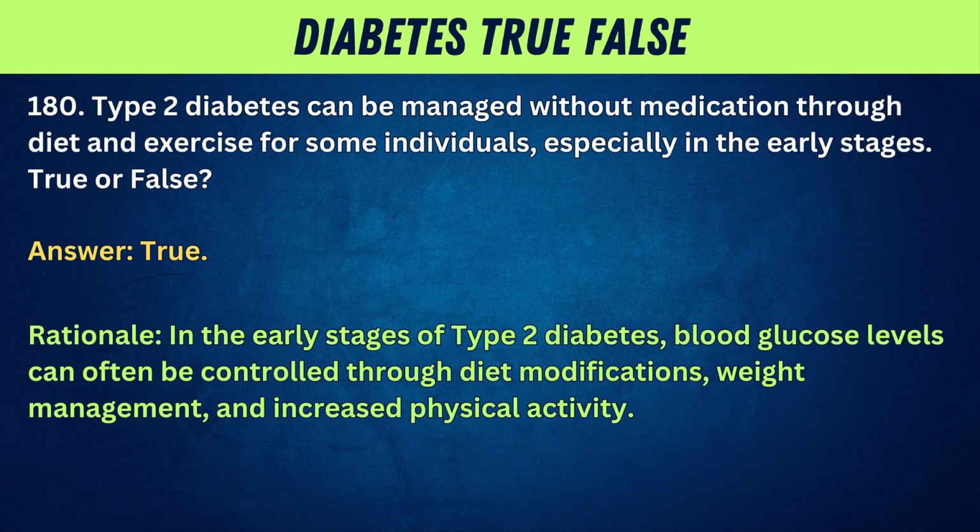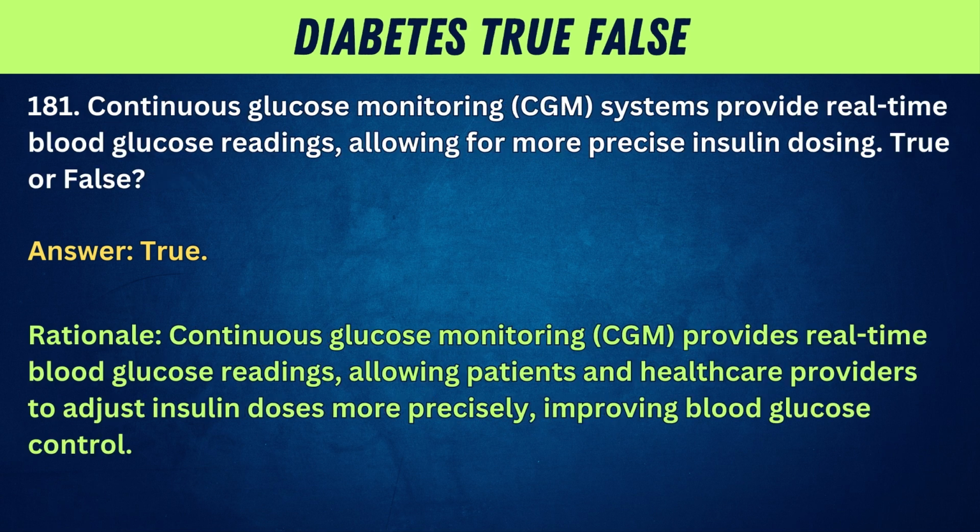180. Type 2 diabetes can be managed without medication through diet and exercise for some individuals, especially in the early stages. True or false? Answer: true. Rationale: in the early stages of type 2 diabetes, blood glucose levels can often be controlled through diet modifications, weight management, and increased physical activity.